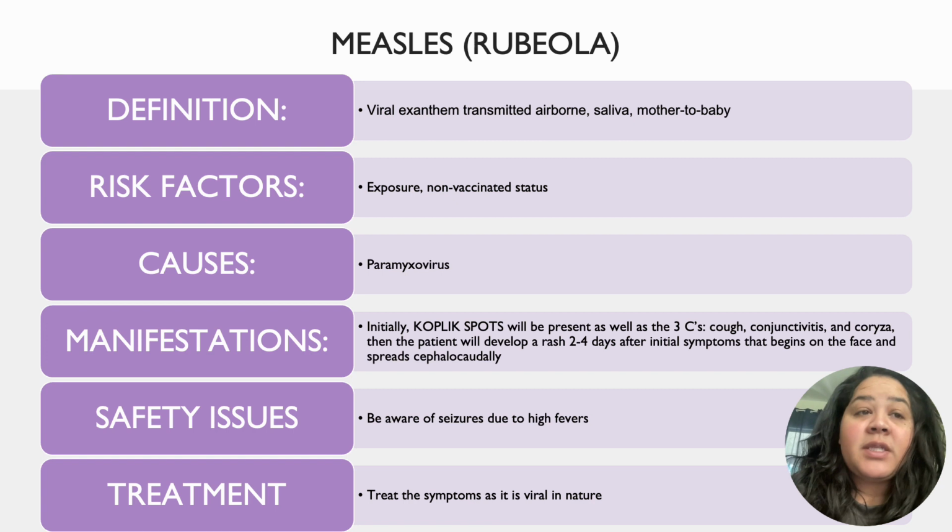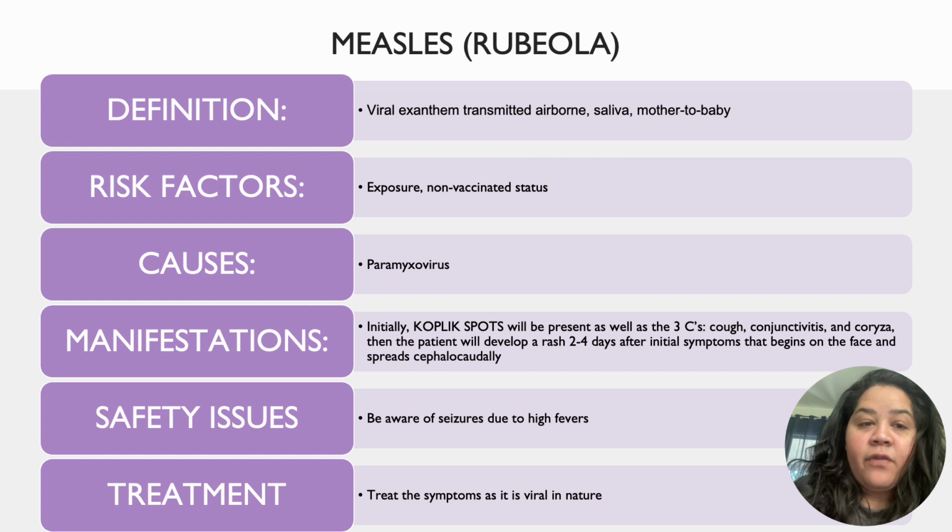Soon after, the 3 C's will follow: a cough, conjunctivitis, and coryza. And remember that coryza is the runny nose. Then the patient will develop a rash 2 to 4 days after these initial symptoms present, and the rash will begin on the face and then spread cephalocaudally, or from head to toe. Safety issues you need to be aware of include seizures due to very high fevers. The treatment is going to be symptomatic in nature, as this is a viral exanthem, as are all exanthems.